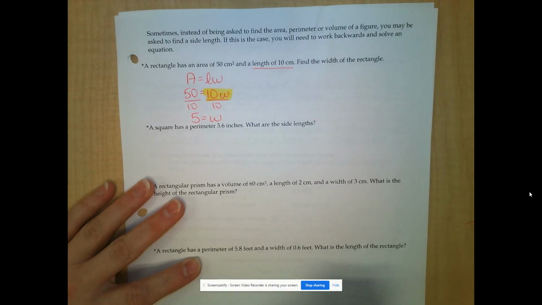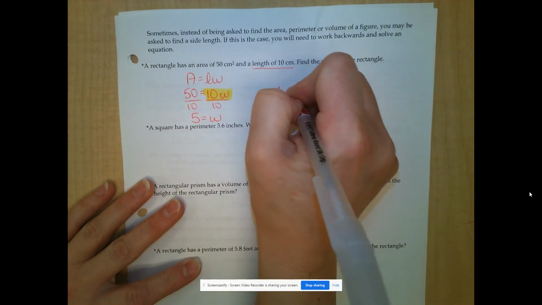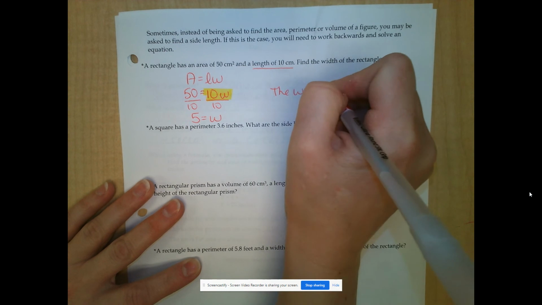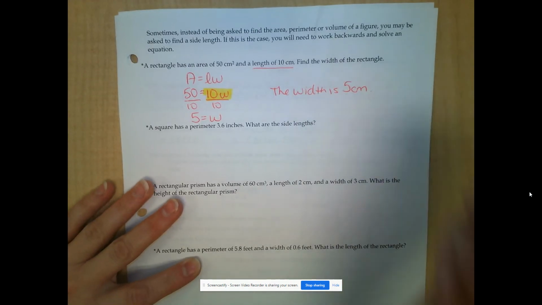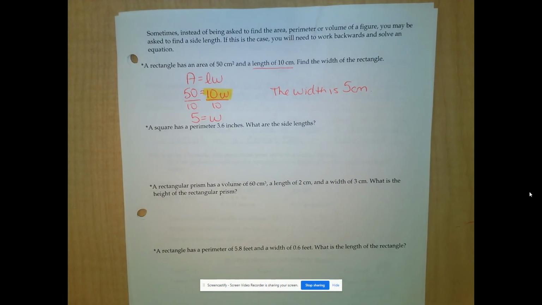This was a word problem. It's a geometry question. The width is 5 centimeters, and we need to have an answer that has units and has words because it's a word problem. A square has a perimeter of 3.6 inches. What are the side lengths?